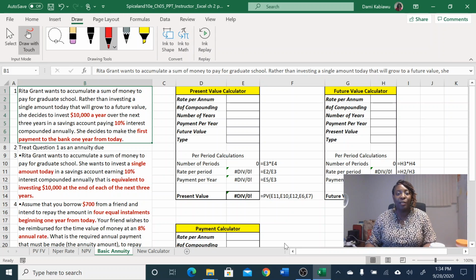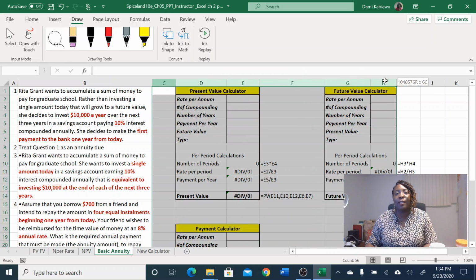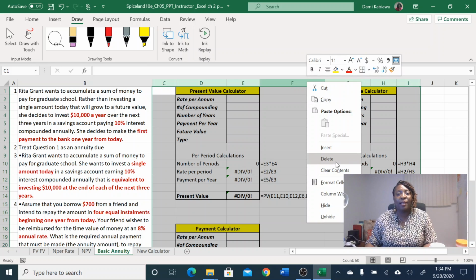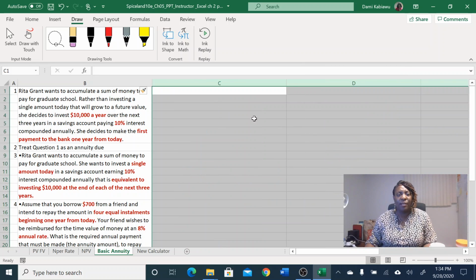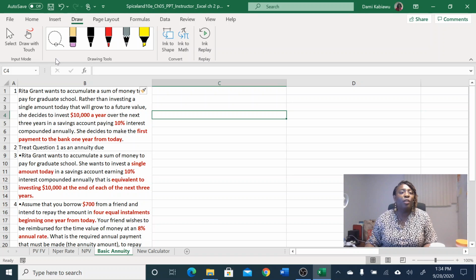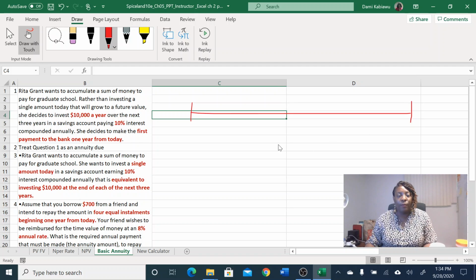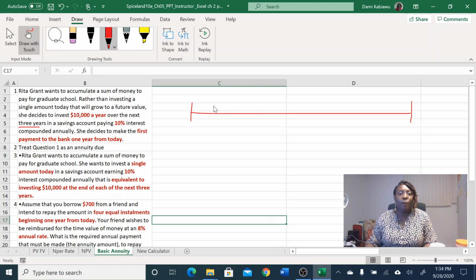I'm going to draw a simple timeline. What I'm going to do first is put some space here before I get to the calculator. So let's insert some space, and then I'm going to draw the timeline. So she is going to be going to graduate school. I think it's in 3 years. We have a time 0 and n is 3 years. That much we got from the question.